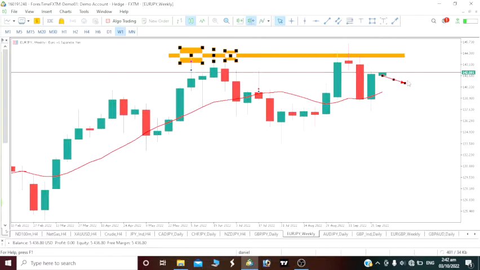So of course this price is actually coming to this level here, and this is the level we are aiming for. So definitely, if this price will be going bullish, then we are expecting a bullish move.